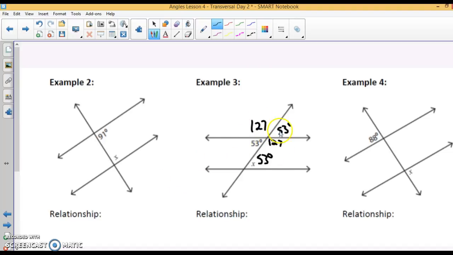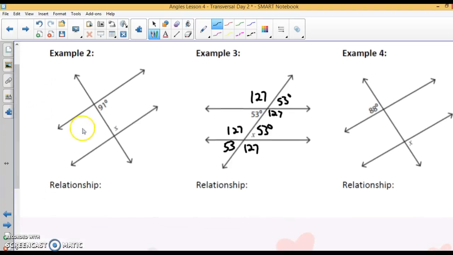127. Slide this down into the clump below it. This is 53, 127, 127, so x is 53. But you could say these are alternate interior, they are congruent, so x is 53. We could look at these two angles. What are they? They are same side interior. Same side interior angles are supplementary, but if you don't know that, let's fill in all of our angles.